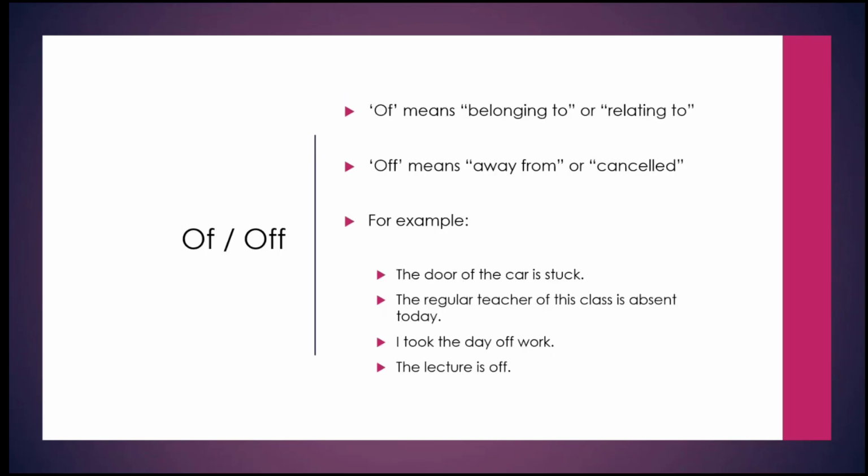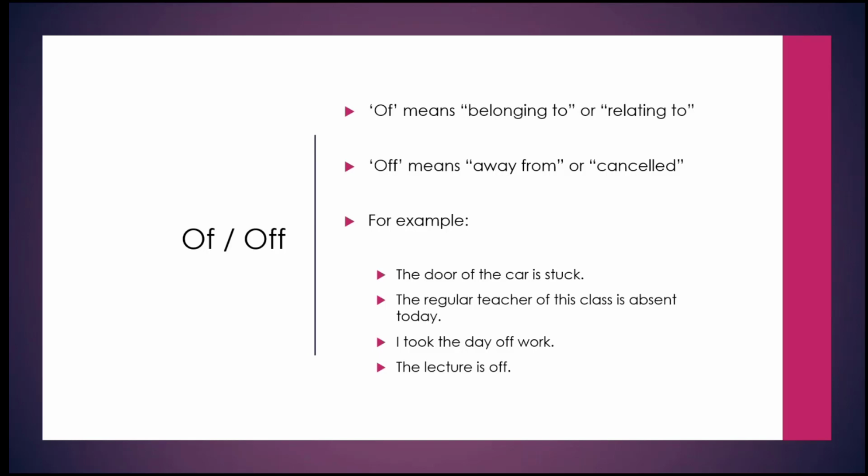Okay. Then you want to also check and make sure you've used these words correctly. Of and off. Of means belonging to or relating to. Off with the double F means away from or cancel. For example, the door of the car is stuck, right? Belonging.